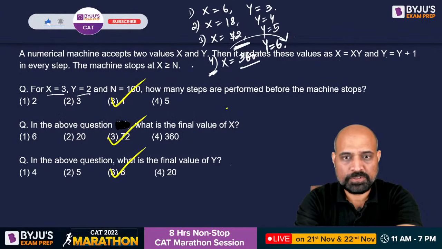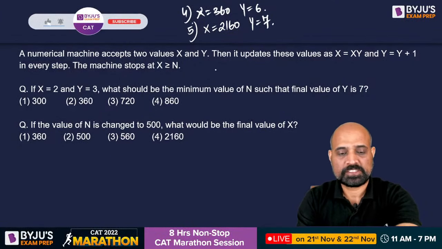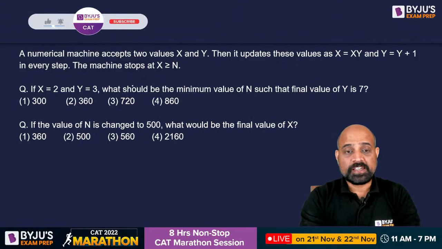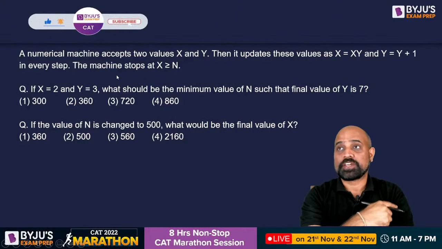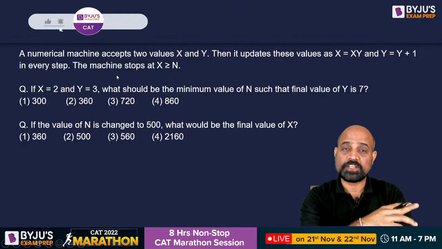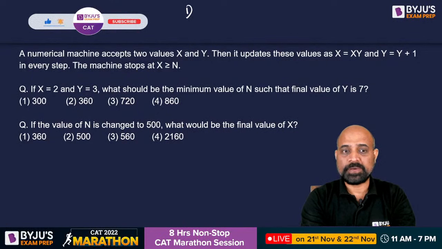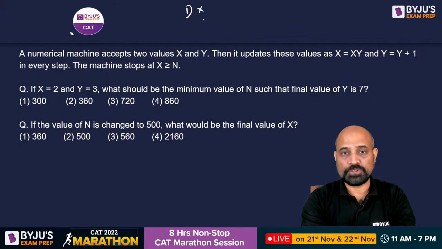Okay, the values have changed. Sorry, the values have changed. It says x is equal to 2 and y is equal to 3. In the first question, in the first three, it was actually x is equal to 3 and y is equal to 2. So we will have to repeat. In the first step, x will become 2 into 3, which is going to be 6. And y will be 1 more, which is 4.